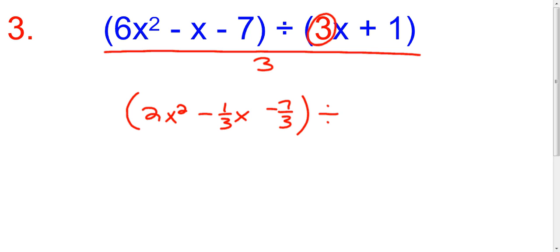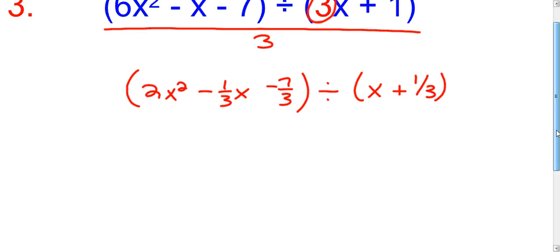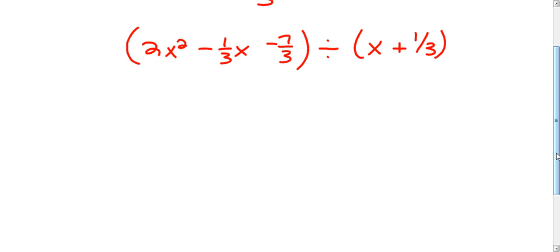Okay, and then 3x divided by 3 would just be x, and 1 divided by 3 would be 1/3. Okay, so now I can set up my synthetic division. Hopefully you can figure out that if I set this equal to 0 and solve it, I will just get -1/3, and that's what will go in the box.